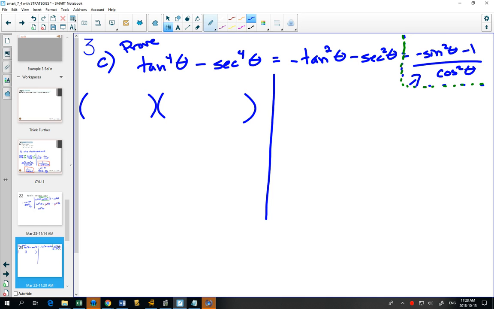What times what would give you tan to the 4? Tan squared and tan squared. What times what gives you secant to the 4? Secant squared and secant squared. One will be plus, one will be minus.